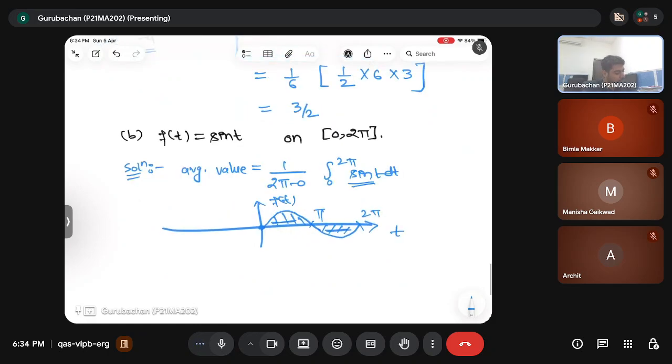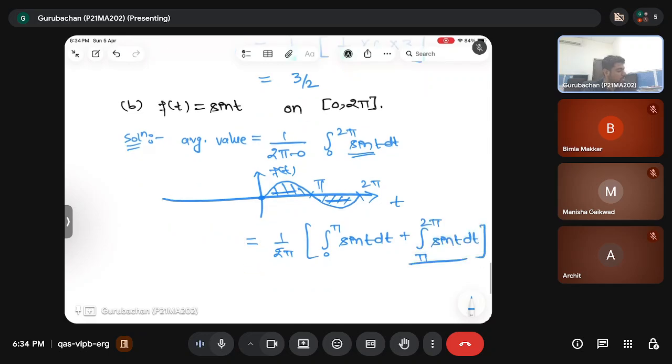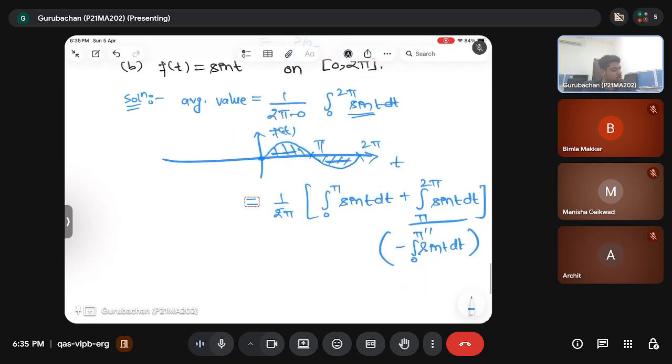So whatever will be the integral, 1 by 2 pi, the value from 0 to pi of sine t dt will be the same value with negative sign from pi to 2 pi of sine t dt. This is nothing but the negative of the integral from 0 to pi of sine t dt. I hope it is visible to everyone. If not, you can ask again and I'll explain again.